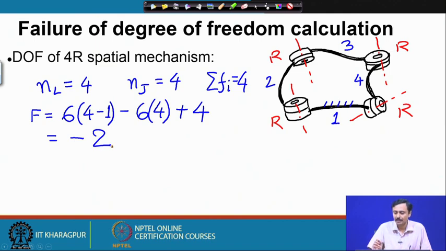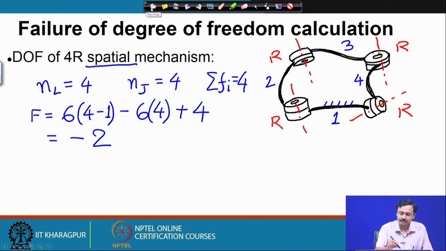So, it is very difficult to assemble this. If the dimensional tolerance is not proper, then this will be very difficult to assemble, or it will assemble with internal stresses. So, this is an over constrained structure, that is what our degree of freedom calculation tells us. So, a general 4R spatial mechanism, please note this word spatial, is an over constrained structure.